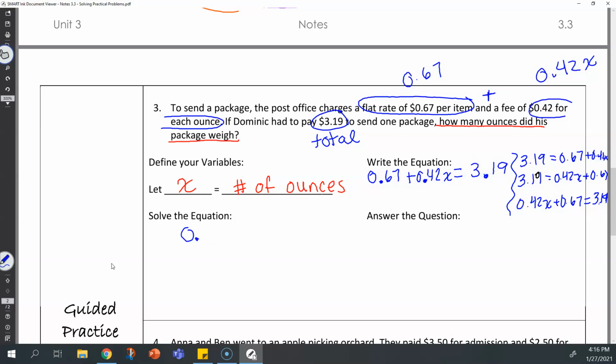0.67 plus 0.42x equals 3.19. Now, just because these are decimals does not mean that I treat it any differently. Okay, so what I want you to do is pause the video. I want you to solve this equation, come up with an answer, and then I want you to answer the question in context. I want you to say, Dominic's package weighed however many ounces. When you're finished with that, you can come back to the video and check your answers against my answers.